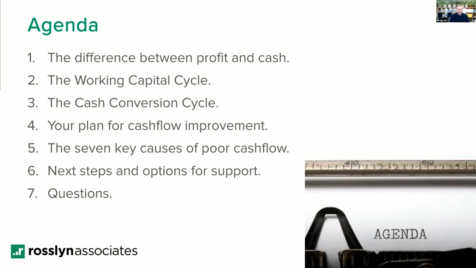Next, we're going to look at your plan for cash flow improvement. What can you actually do to improve your cash flow? We'll look at some ideas there. Number 5, the 7 key causes. Once we've identified where your processes might not be as good as they could be, we can look at the 7 key causes and then look at the processes for them. Once we've done that, we'll look at the next steps for you in your business and some options that we can supply to support you with that. And then at the end, we'll do some questions.